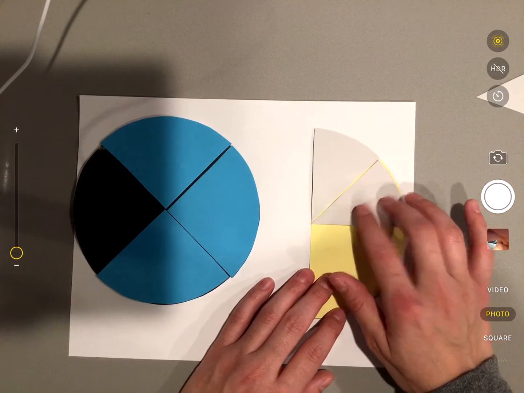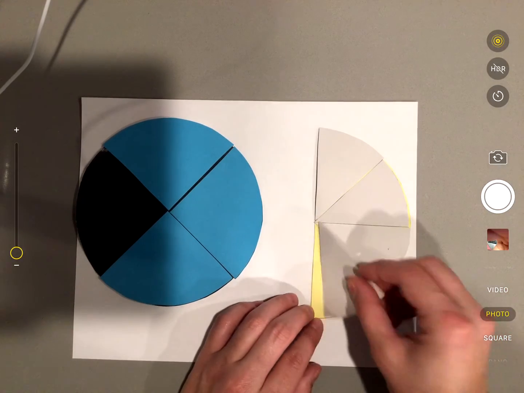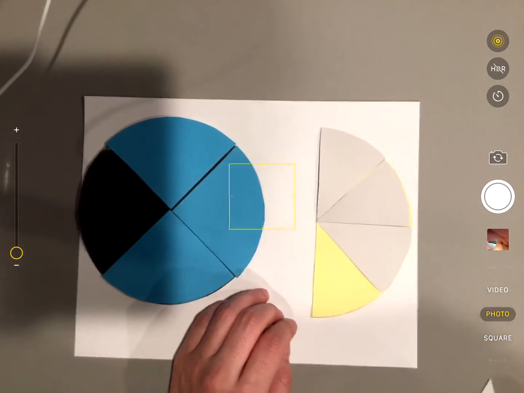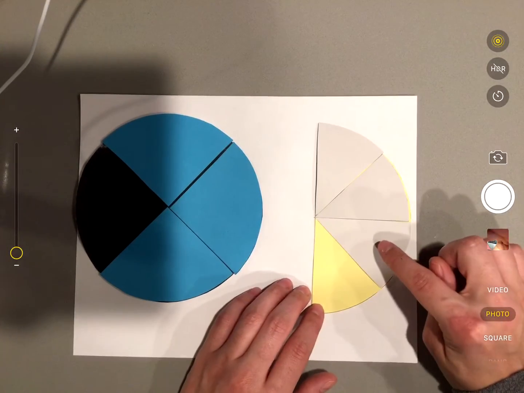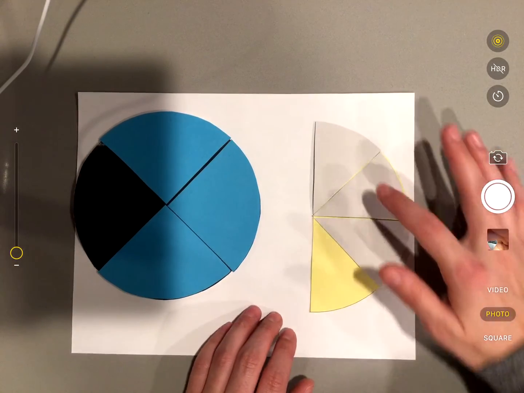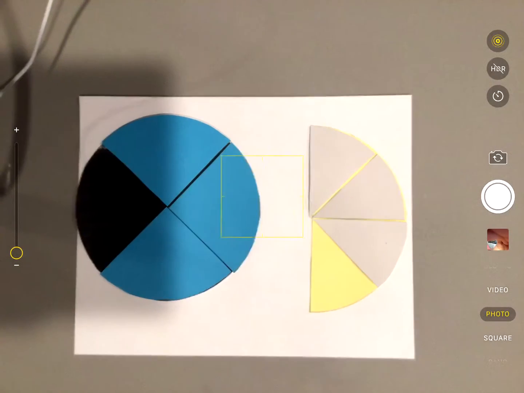Now, if I use my yellow piece as my whole, and I want to get 3/4, remember, I know that I need to have 4 whole pieces to cover up my yellow half circle. And I want 3 of those 4 pieces. So if I have 3 of my 4 pieces, this is 1/4, this is 1/4, and this is 1/4. It's 1/4, 1/4, and 1/4 make 3/4.